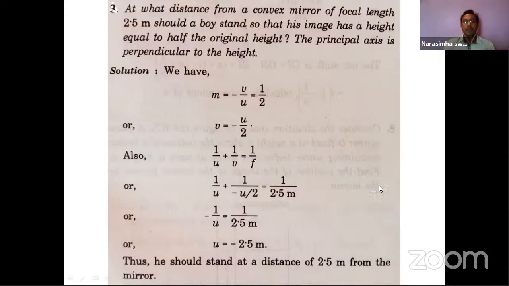Now we'll go for one more problem. Be very cautious while substituting the negative signs. The signs are very, very important.